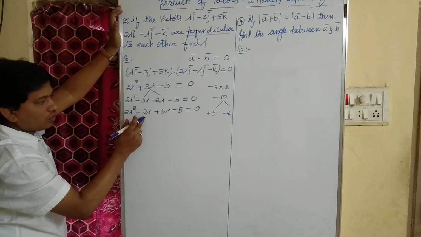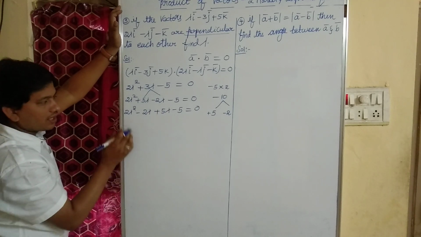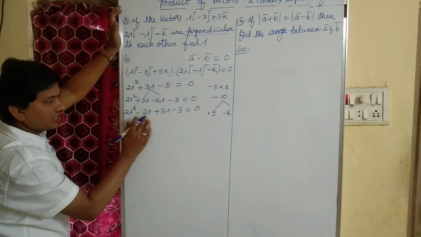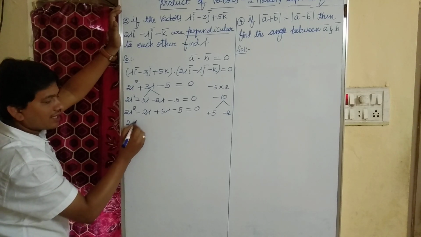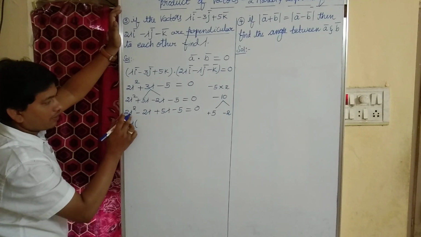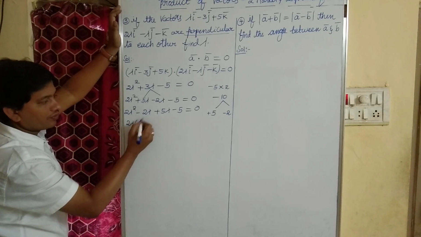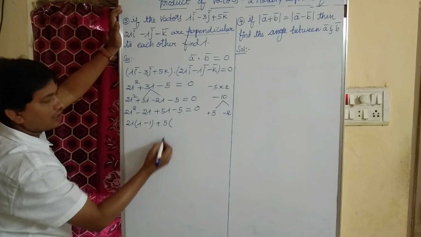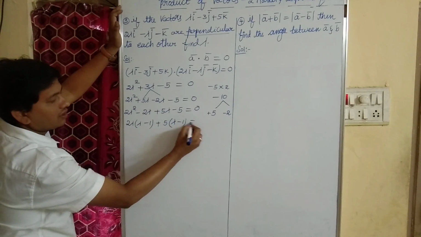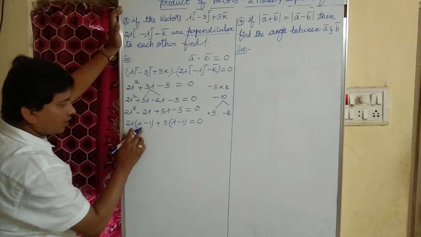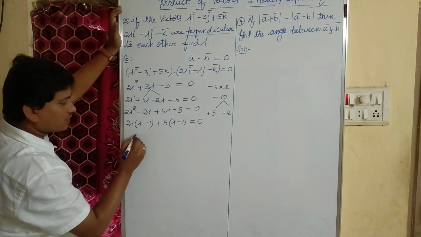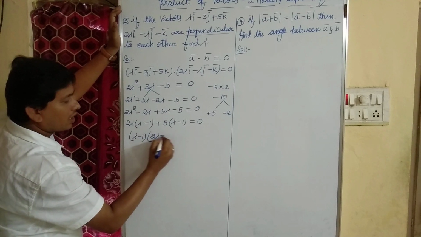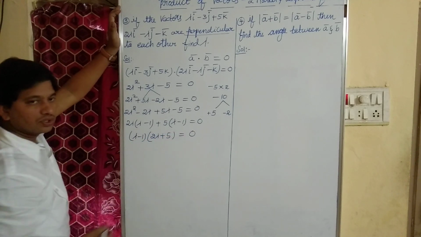I wrote minus 2λ here and plus 5λ over there because these two are one combination and these two are one combination. From these two terms, I can take 2λ as common. If I take 2λ as common, I have one more λ here, minus 1. And from these two terms, if I take 5 as common, here I have λ minus 1 equal to 0. Here I have λ minus 1, here also I have λ minus 1. If I take λ minus 1 as common, I have 2λ plus 5 equal to 0.